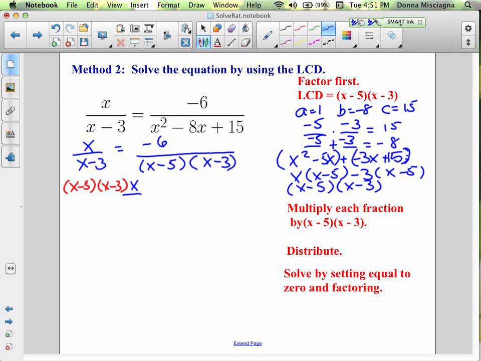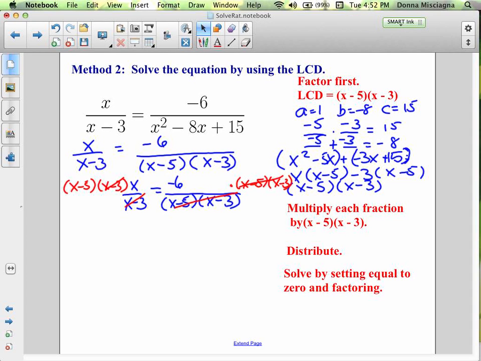We're going to multiply the left-hand side, and we're going to multiply the right-hand side. And there's only one term on each side of our equation. So now we'll multiply this side too by x minus 5 times x minus 3. On the right-hand side, that cancels out that denominator completely. And on the left-hand side, we'll cancel out the x minus 3, and we'll leave x minus 5 in the numerator. So on the left-hand side, we have x times x minus 5. On the right-hand side, we just have negative 6 because everything else was canceled.